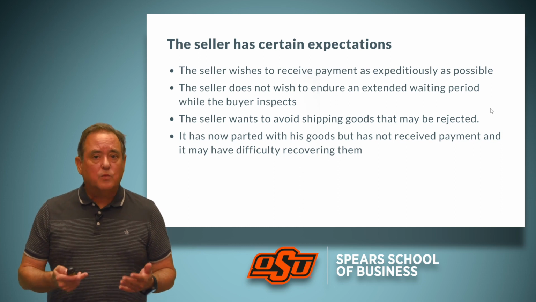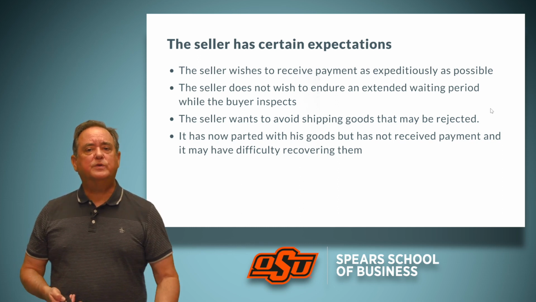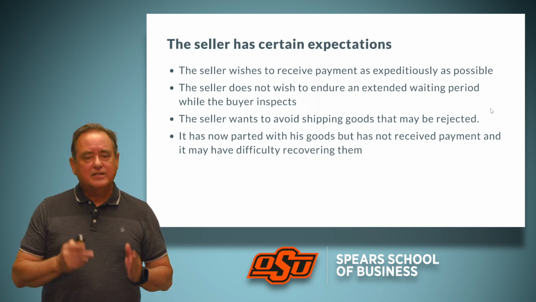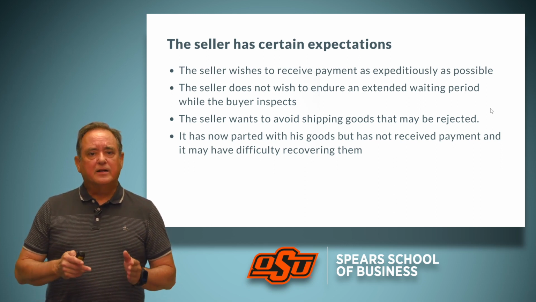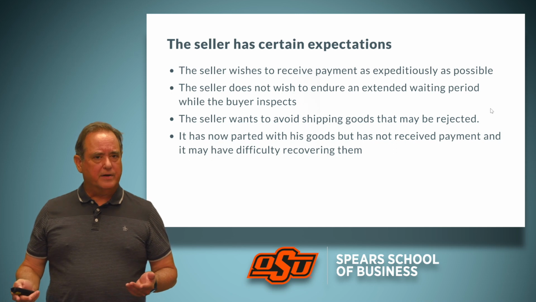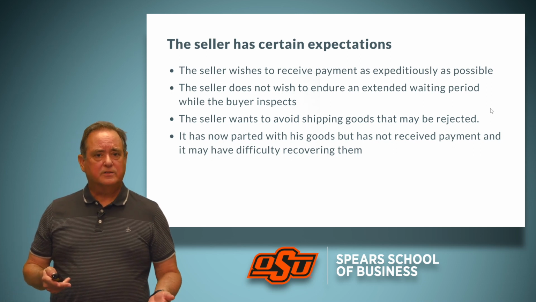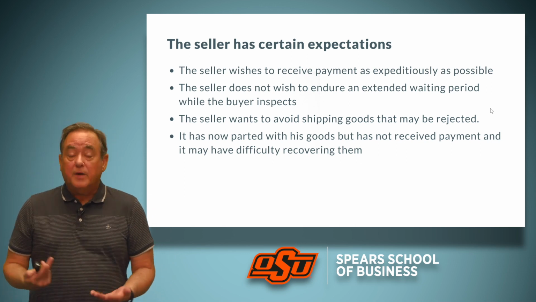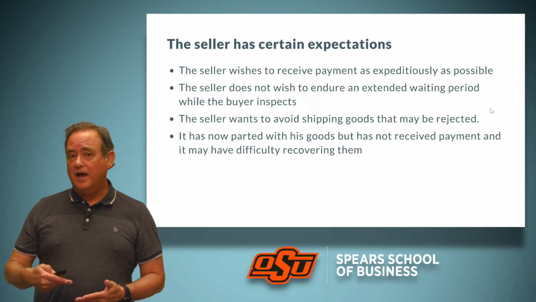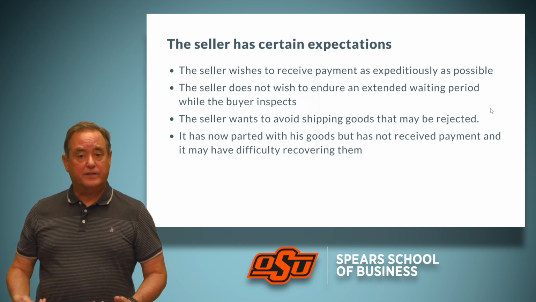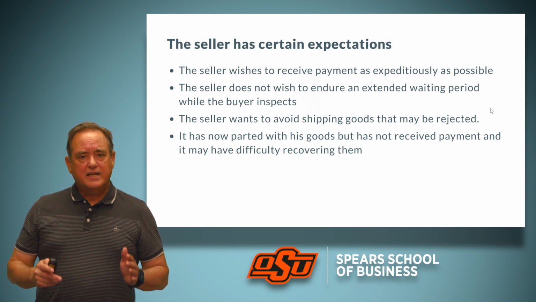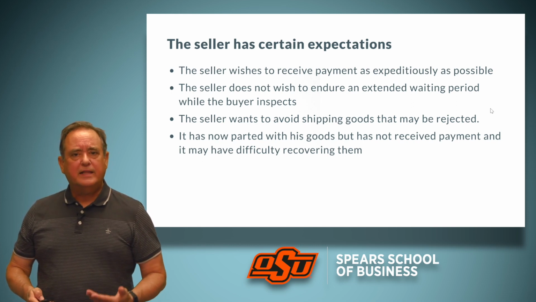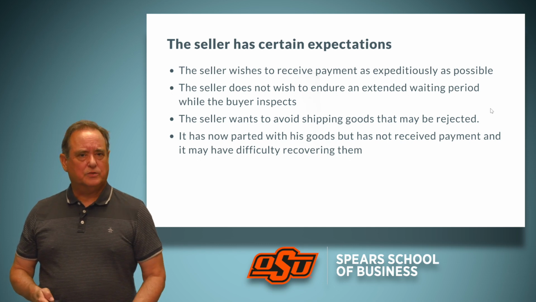Now, the seller also has expectations. What does a seller want? A seller wants to get paid, right? The seller wishes to receive payment. And not just receive payment, but expeditiously, meaning as soon as possible. The seller does not want to endure an extended waiting period while the buyer inspects. Furthermore, the seller may want to avoid shipping goods that may be rejected, because in that case it is parted with the goods but has not received payment, and it may have difficulty recovering the goods. So the seller's expectation is it wants to be paid as quickly and as easily as possible.